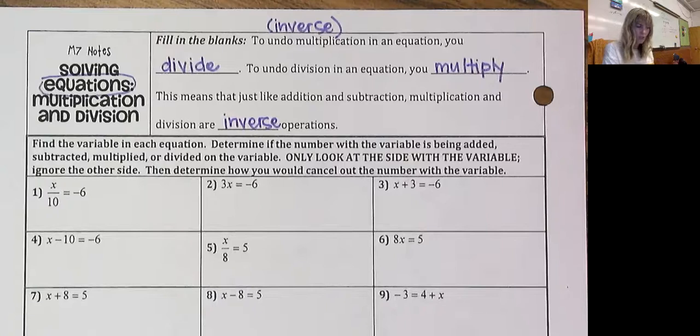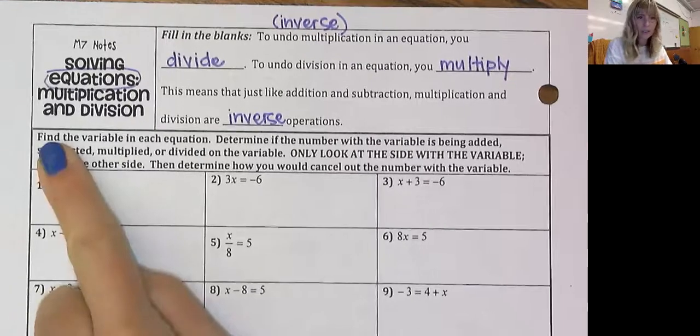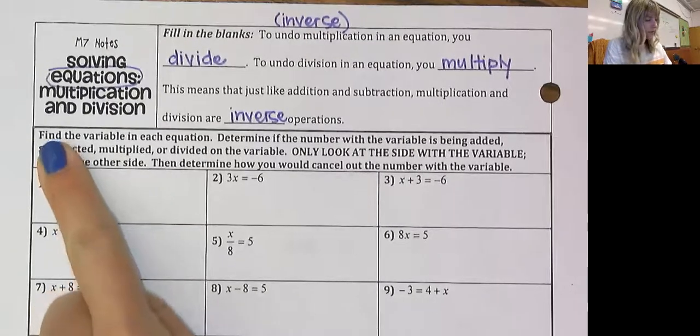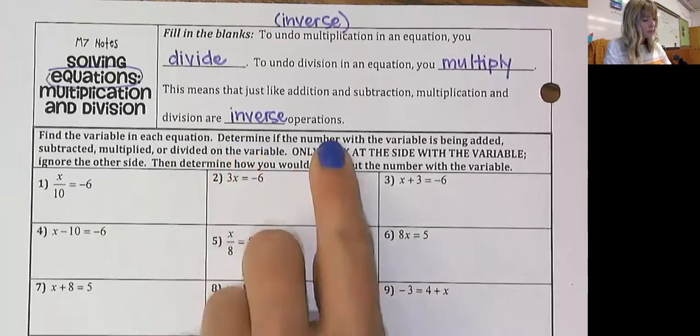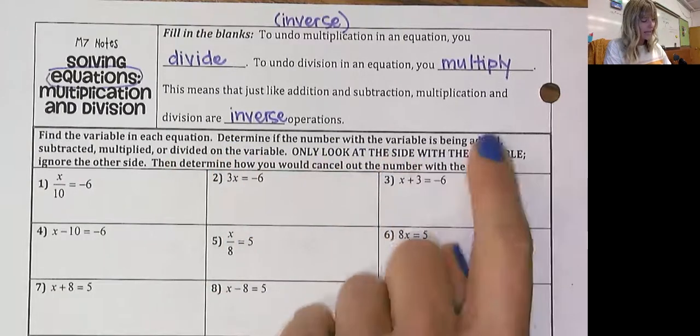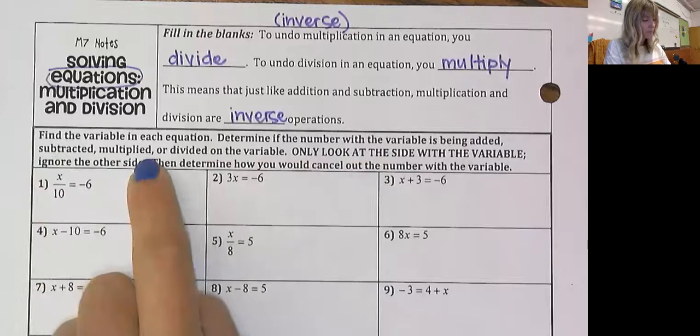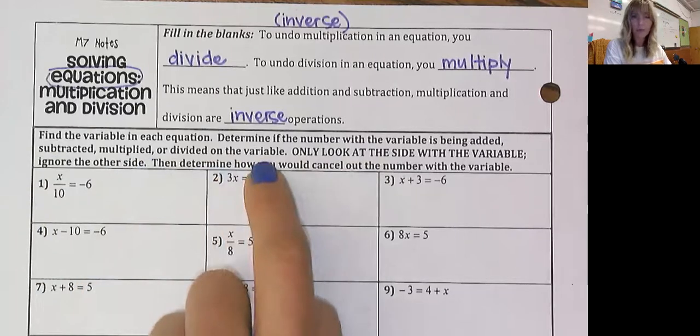But before we actually get to how, let's pause for a minute and do this little interim thing. Right here, let's look at these instructions. You might see where my finger is. Find the variable in each equation. That's where we look at and say, is it on the Adeline side or the Penelope side? Determine if the number with the variable is being added, subtracted, multiplied, or divided on the variable. In other words, what are they doing to the variable?